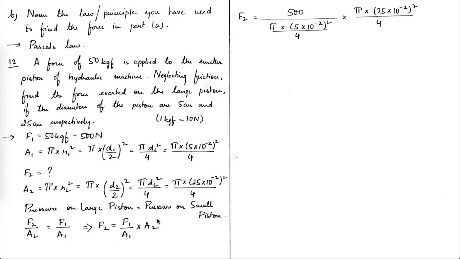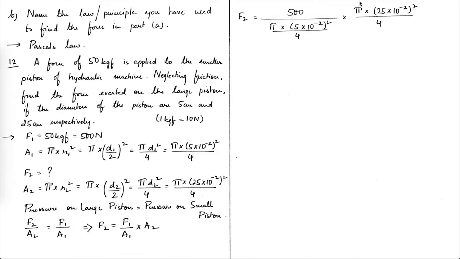Now I would be substituting the values. Be really careful when we are substituting the values. So F1 is 50 kgf, that is 500 newtons, divided by A1, here is pi into 5 into 10 to the power of minus 2 the whole square divided by 4. We got it here, into A2, which is pi into 25 into 10 to the power of minus 2 the whole square by 4.